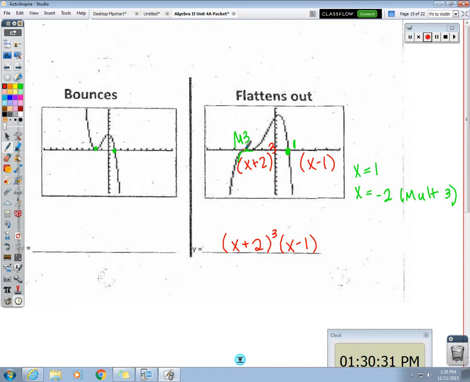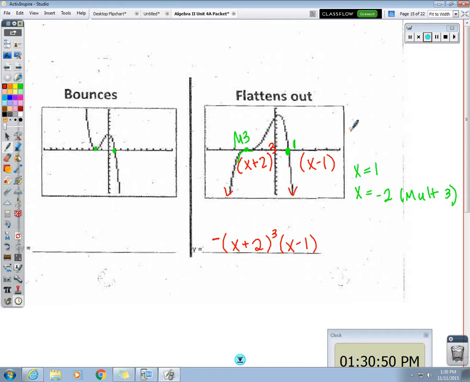If it flattens out, yes. If it bounces, you'll square it. If it flattens out, you'll cube it. If it just crosses straight through, it's to the first power. Okay, is that the whole equation? Are we done? Right, it's negative, so you have to put a negative sign because it's going down. How do you get this?